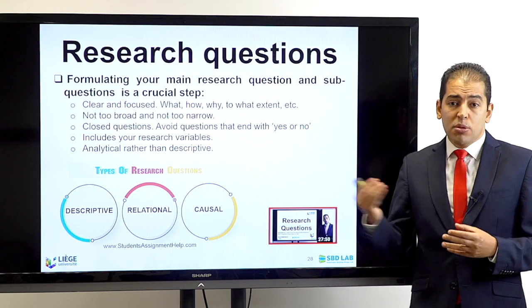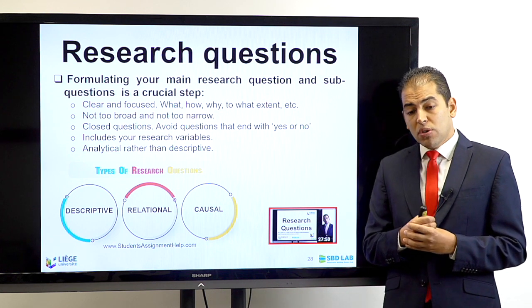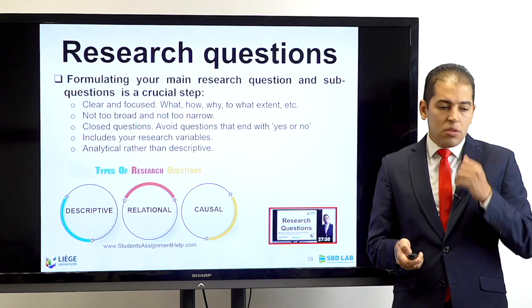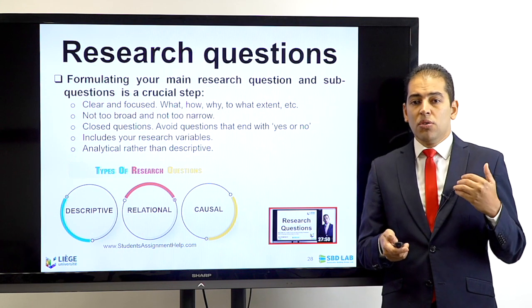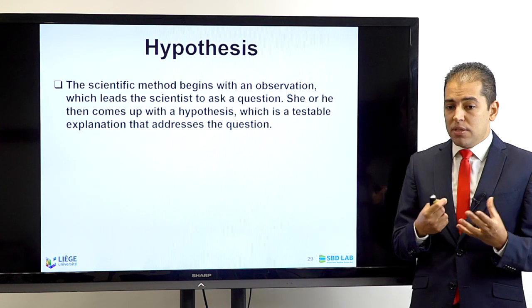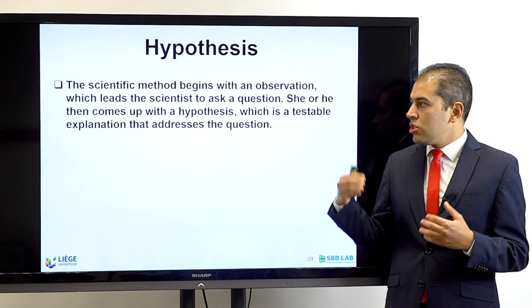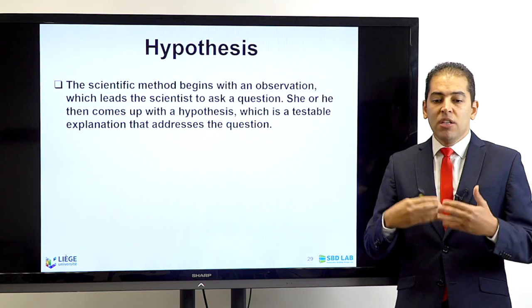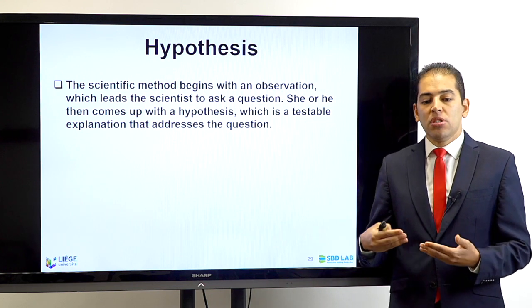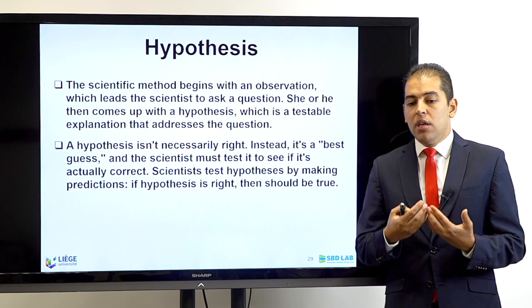In fact, there are 3 types of research questions. If you want to know about them, you can follow the video on the research questions. But in general, I need to always have a research question to start my research. In some cases, or in many cases, in fact, some researchers conduct their experimental research without research questions, but they rely on a hypothesis. And a hypothesis, this is the scientific method, begins with an observation which leads the scientist to ask a question. She or he then comes up with a hypothesis, which is a testable explanation that addresses the question. Also, a hypothesis isn't necessarily right.